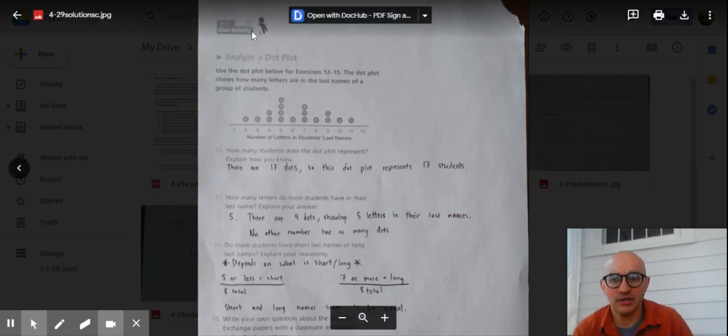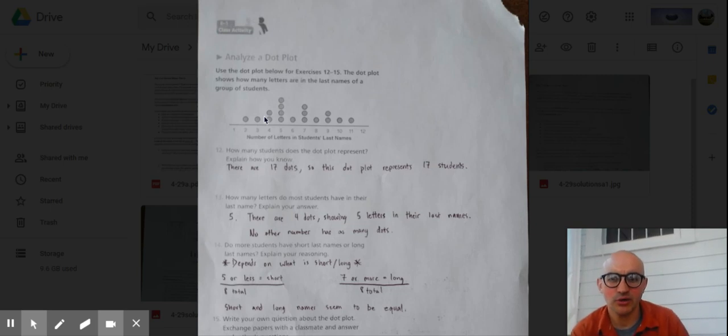Now, the page we'll be working on today says analyze a dot plot up top, and you'll see this dot plot right there at the top of your page. So let's get yourself squared away and we'll go through this page. Dot plots, just as a quick reminder, are just a way to visualize data. These dot plots are simple number lines with dots placed above each number. Each dot represents some value, some data collected. In this case, the label for our dot plot is number of letters in student's last name.